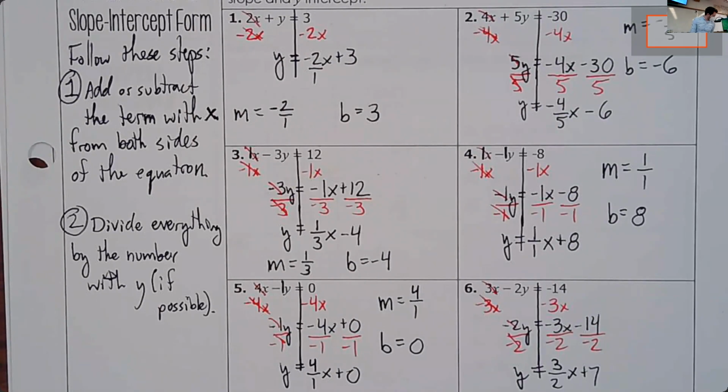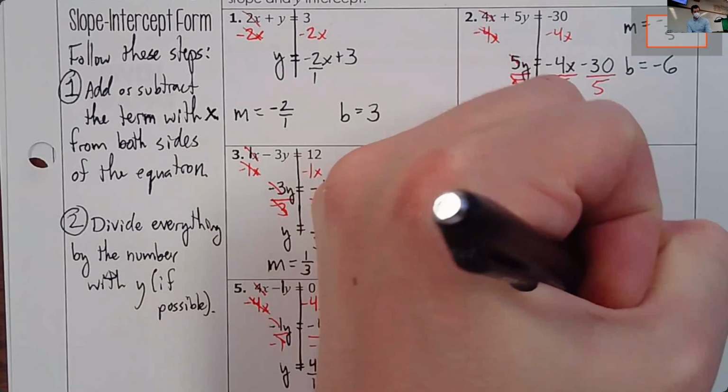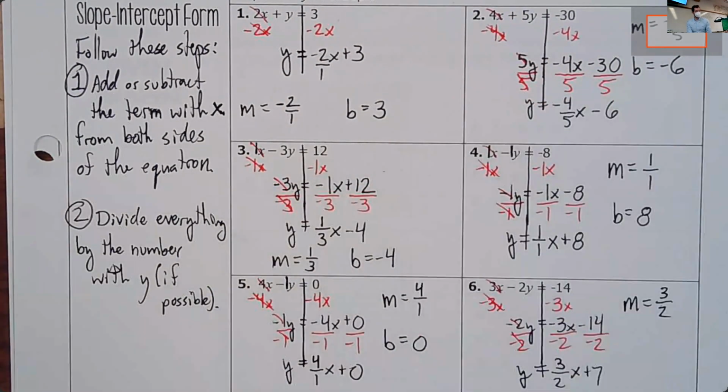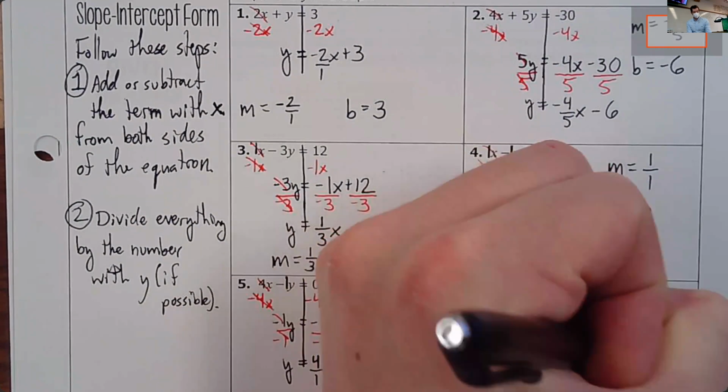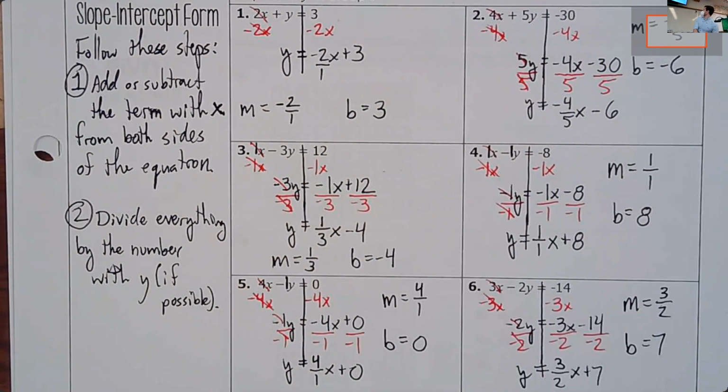And lastly, Staley, what's the slope on number 6? So our answer's here. What's the slope of this line here? 3 over 2, good. And what's the y-intercept? 7, nice. So m equals 3 over 2, b equals 7. Okay, so that's it for number 6. Let's keep going. Get the same numbers here. There we go. So number 7.